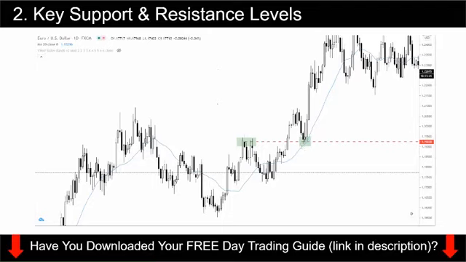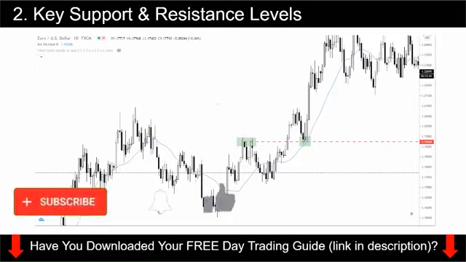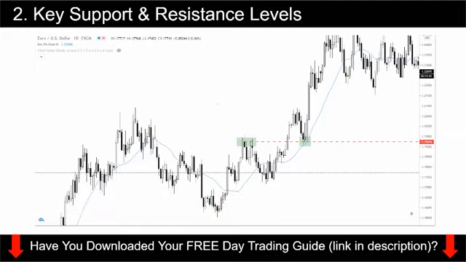Okay, there was a confluence, meaning that the prior high, prior resistance turned support, is in alignment with the moving average, and that makes it a very strong level. So you need to understand where your key support and resistance levels are. You need to identify them before you take a trade.